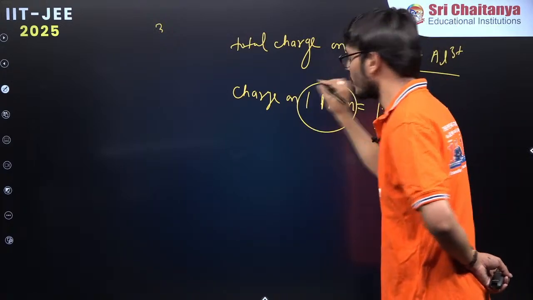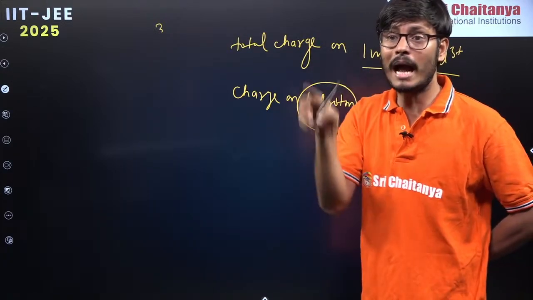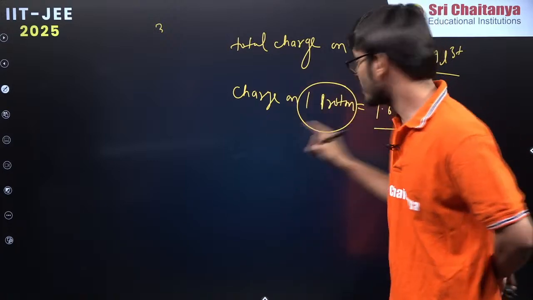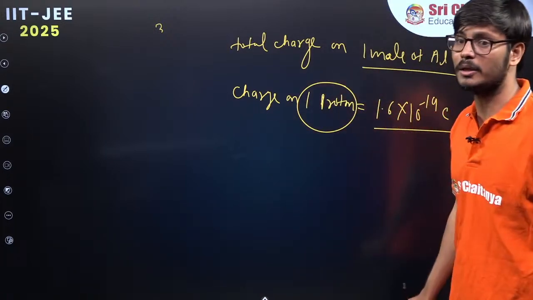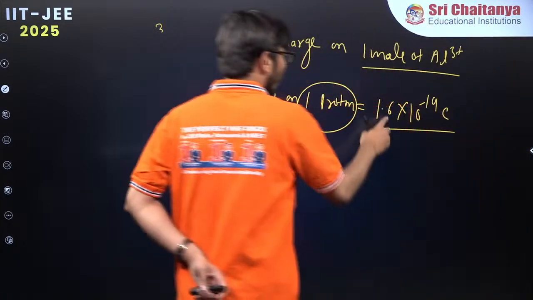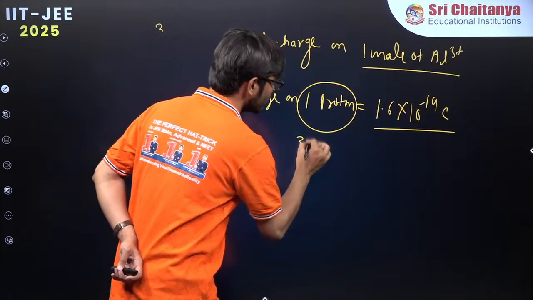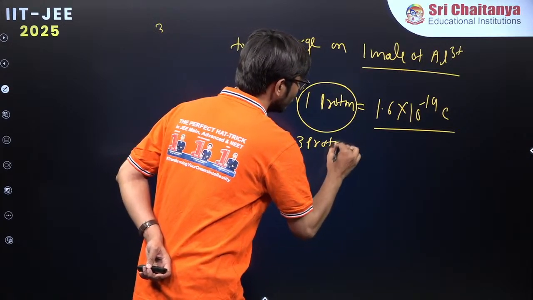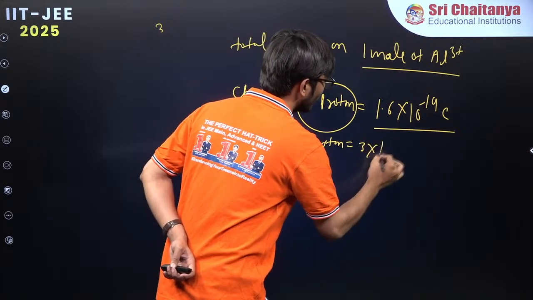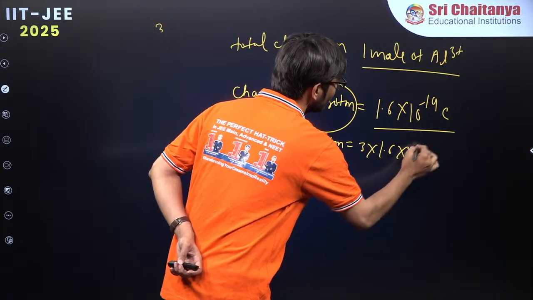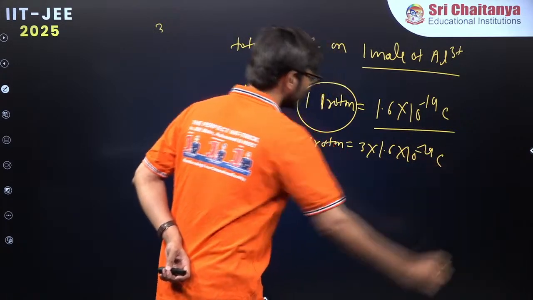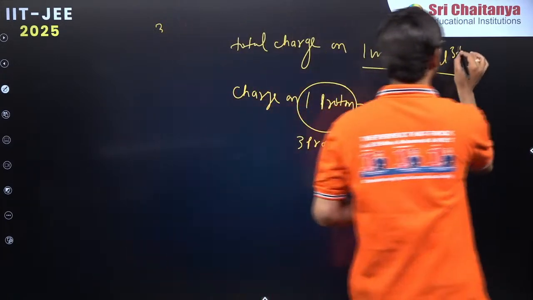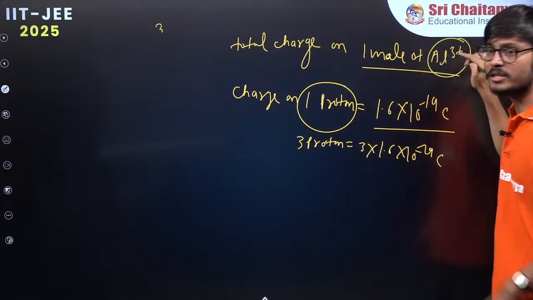This is 1 proton, a single proton. In 1 atom, there is 1 proton, and its charge is 1.6 into 10 power -19 coulomb. Now, what will be the charge on 3 protons? 3 into 1.6 into 10 power -19 coulomb. Isn't it? Now, how many protons do we have in excess? Excess number of protons are 3.